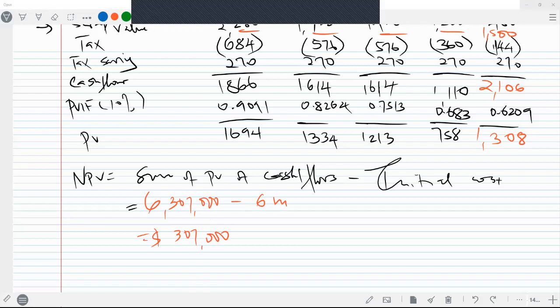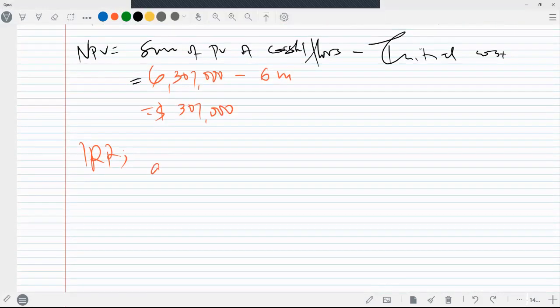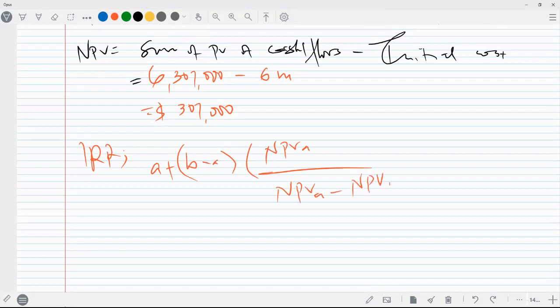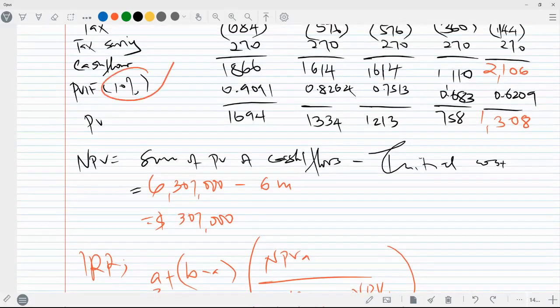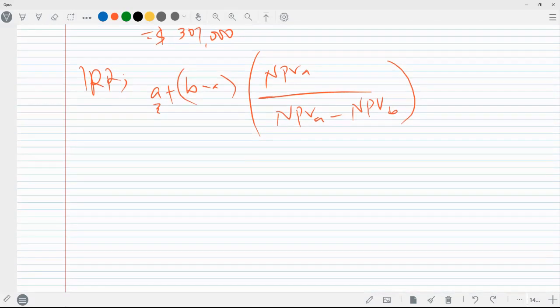Next we need to get IRR. IRR is given as A plus B minus A, times NPV at A over NPV at A minus NPV at B, where A is the lower discount rate and B is the higher discount rate. We are done with A, which is 10%. So we need to do B, using the trial and error method. What if we discount at, let's say, 12%? You can try 13, 14, 15, but let me try 12%.